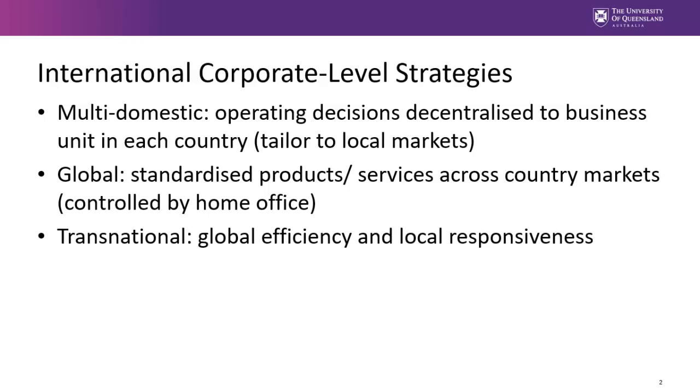Now, this is a little bit different with our hospitality and tourism types of organizations. It's not always so easy to do this. Most hospitality, tourism, events types of organizations tend to be either global or transnational. So global corporate level strategies are controlled by the home office. Typically, you have standardized products and services that are offered across country markets. So there's not a whole lot of difference in terms of what they are offering. Transnational corporate level strategies, really this is kind of a mix of the two. So you do have this primary focus on global efficiency, but at the same time you do have this local representation and local responsiveness in there, which is really important.